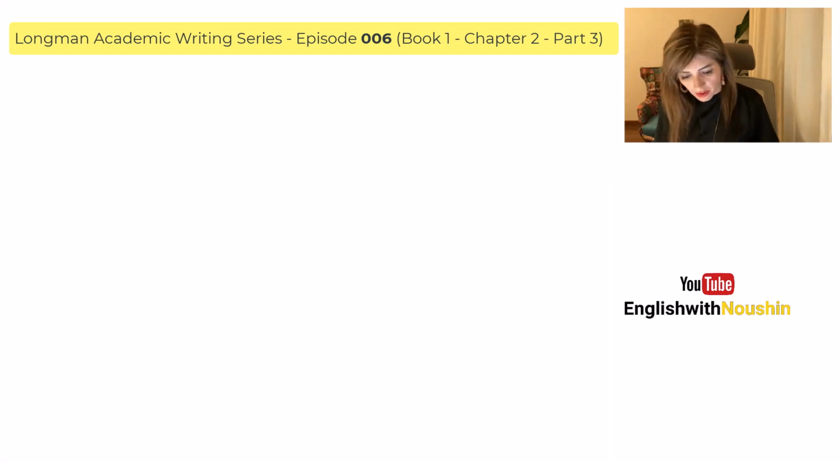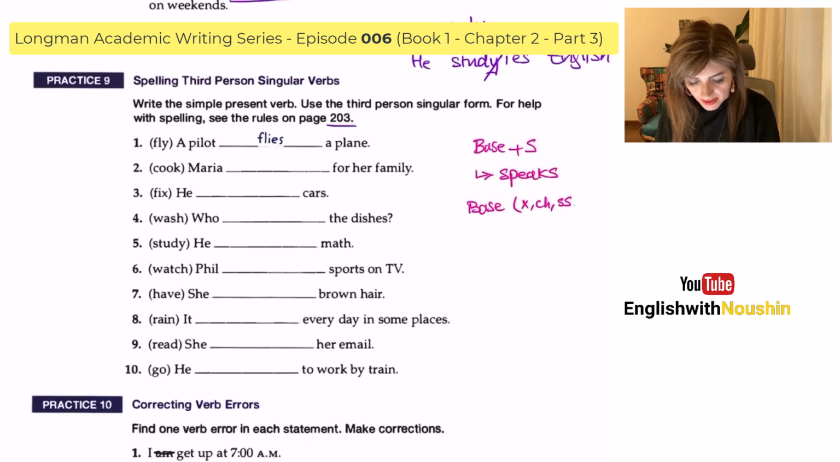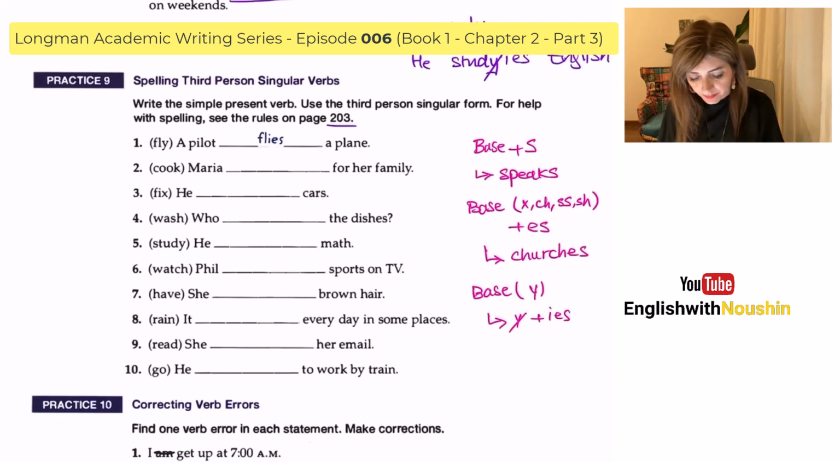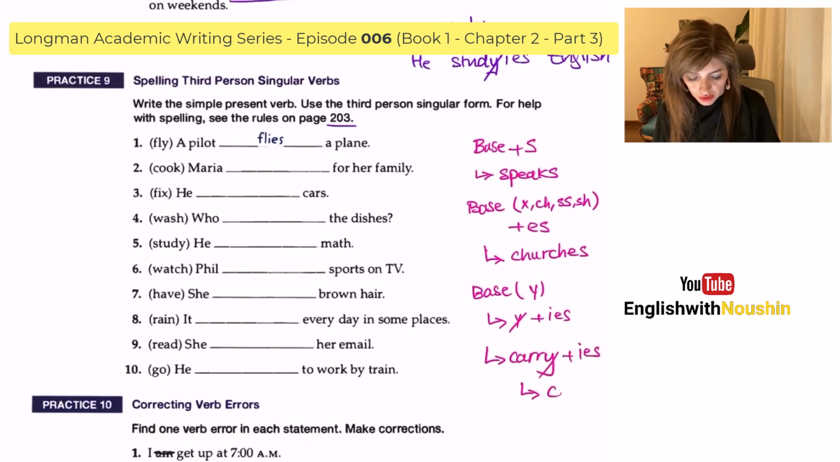So X, CH, SS, and SH. We add ES. For example, church, chiz. And then we had, if your base ends in Y or consonant plus Y, you cross out Y and add IES. Like, for example, carry. You cross out Y, you add IES. It changes into carries. Okay.